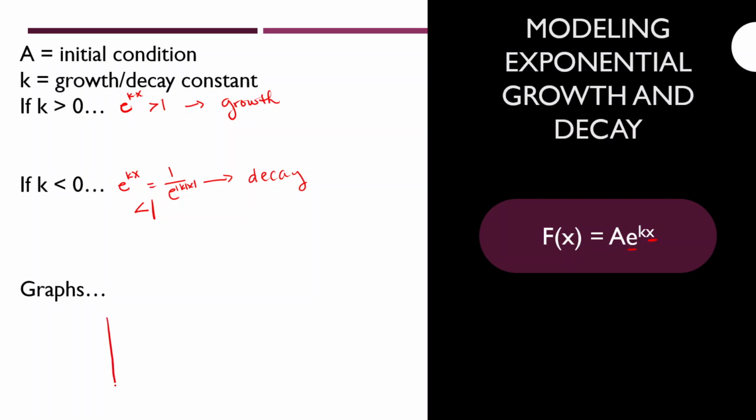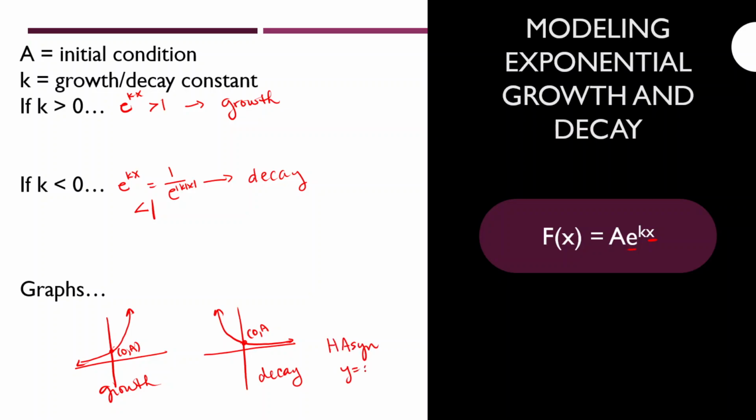Okay, the graphs: if we have a growth, it'll be going up and it should go through the point (0, A). And if it is a decay, it'll decrease like this and it'll still go through the point (0, A). So this is a growth and this is a decay. Notice they both have horizontal asymptotes of y equals 0. They do have a limiting factor, a lower bound, if you will.